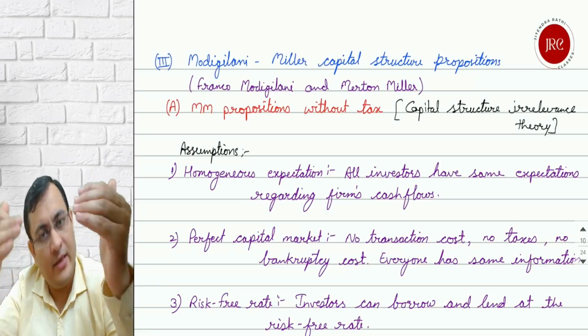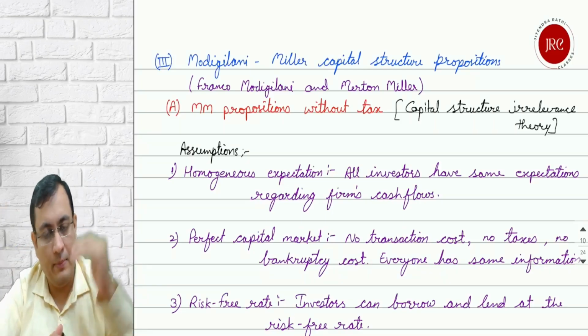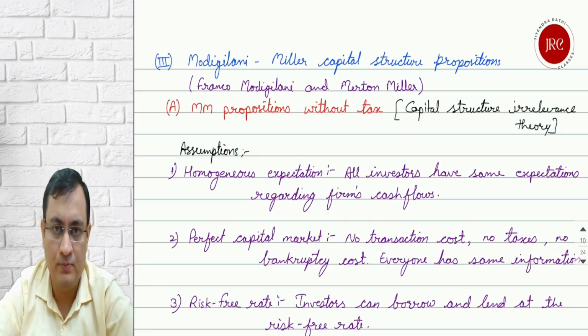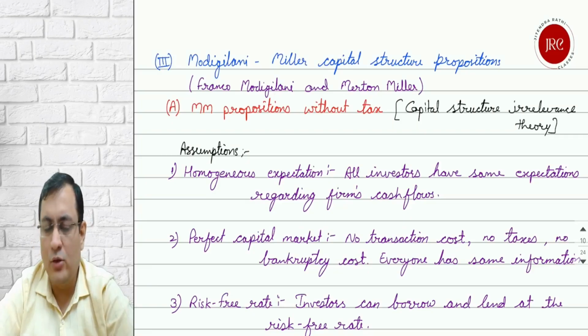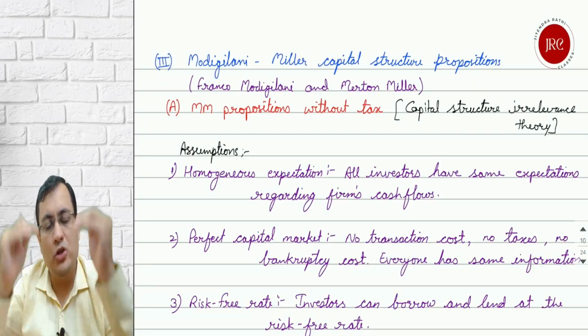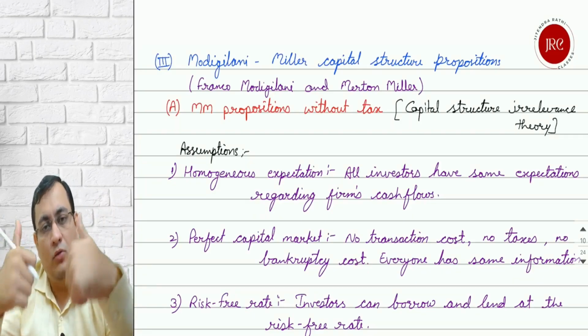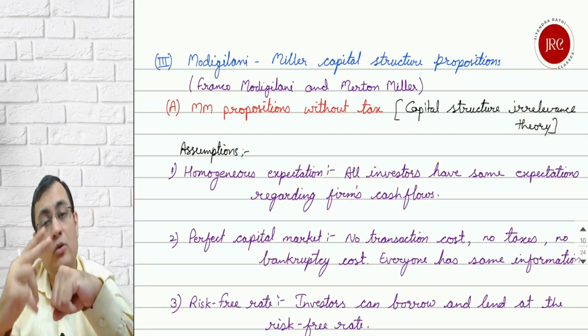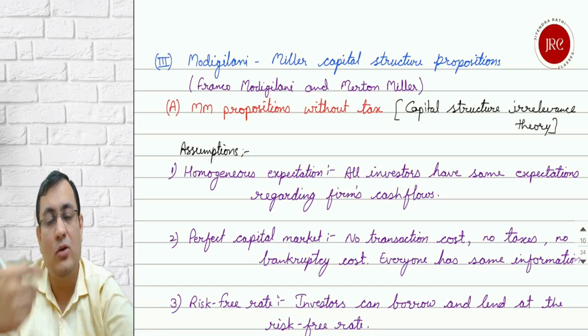In both the theories, there are two propositions: proposition 1 and proposition 2, for with tax also. Very easy to learn. Proposition 1 in both the theories is related to valuation of the firm and WACC. And proposition 2 in both the theories is related to cost of equity.